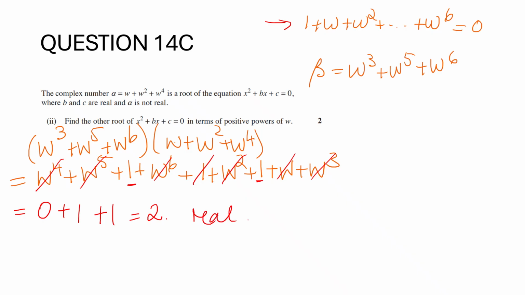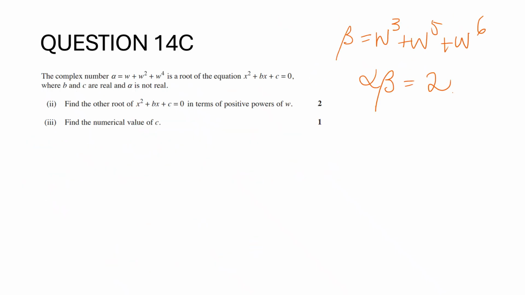And so the other root is w cubed plus w to the power of 5 plus w to the power of 6. Part 3, find the numerical value of c. So we know the product of the roots is equal to c on a, and a is equal to 1, therefore c is equal to the product of the roots, which is 2.